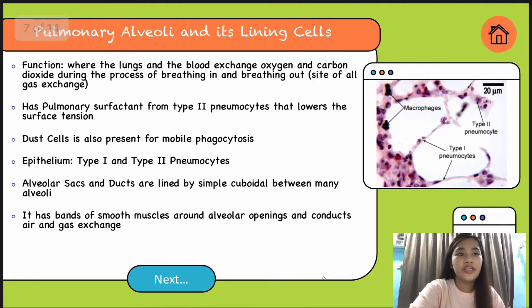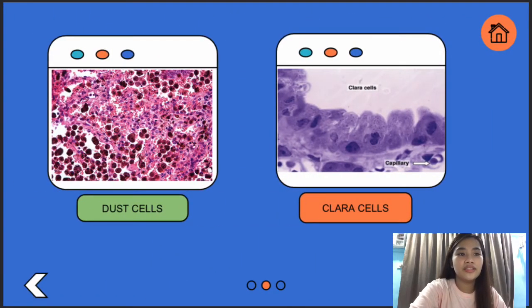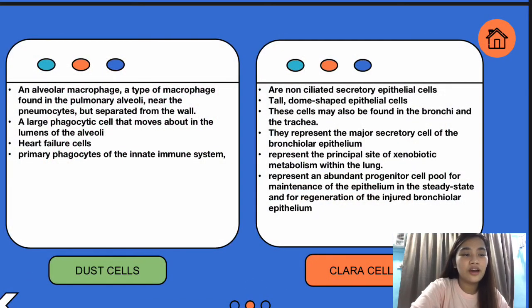The difference of dust cells and Clara cells. Dust cells are alveolar macrophages. It is a type of macrophage found in the pulmonary alveoli near the pneumocytes but separated from the wall. It is also a large phagocytic cell that moves about in the lumens of the alveoli. Dust cells are also known as the heart failure cells.